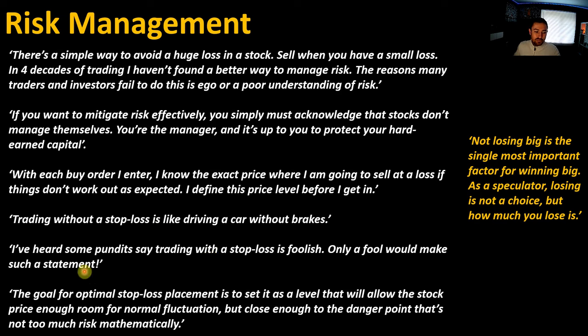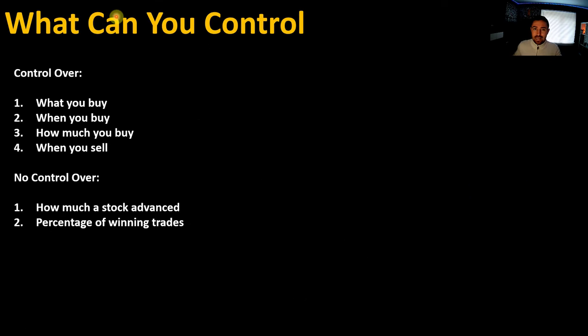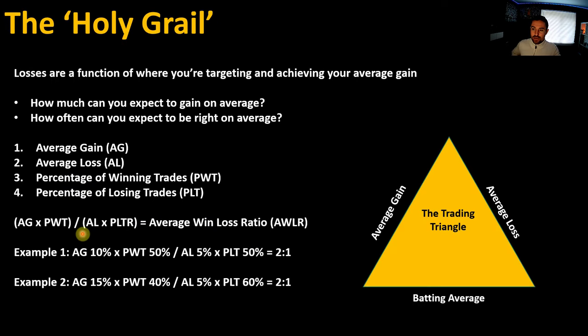The goal for optimal stop loss placement is to set it at a level that will allow the stock price enough room for normal fluctuation, but close enough to the danger point that there's not too much risk mathematically. So we're going to go through some examples, and I've got a little quiz for you as well, but hopefully this slide here is really illustrating the emphasis that MINERVINI puts on risk management. So what do you have control over? Well, you have control over what you buy, when you buy, how much you buy, and when you sell. You have no control over how much a stock advances or percentage of winning trades.